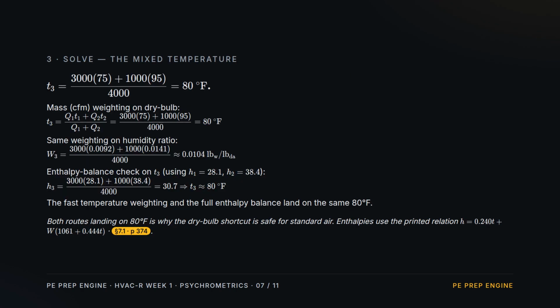Solve. Part 1. The mixed temperature. Weight the dry bulbs by airflow. 3 parts at 75, 1 part at 95, giving 80 degrees. The humidity ratio weights the same way, to about 0.0104, and the full enthalpy balance returns 80 as well. The two routes agree, so the temperature shortcut holds.